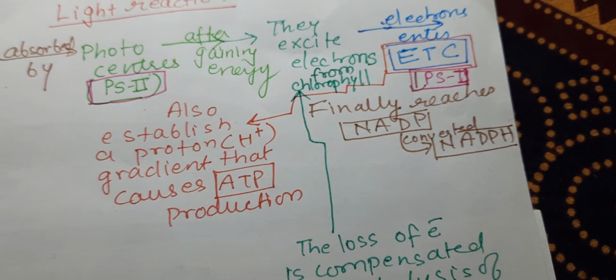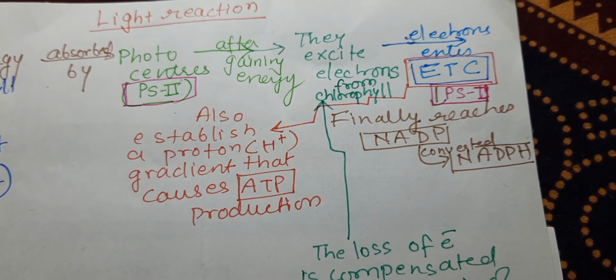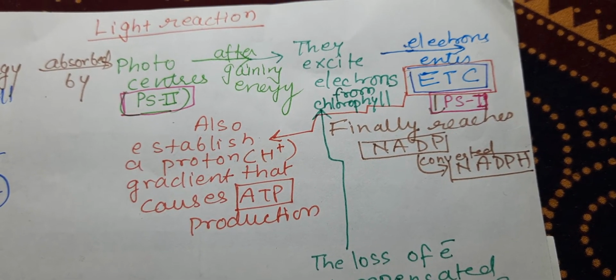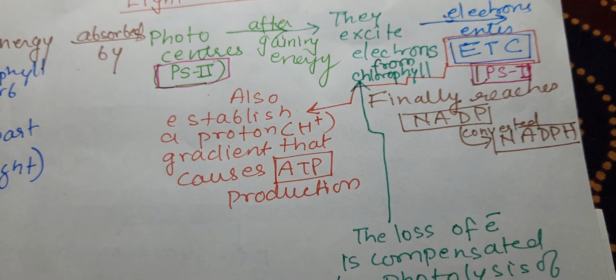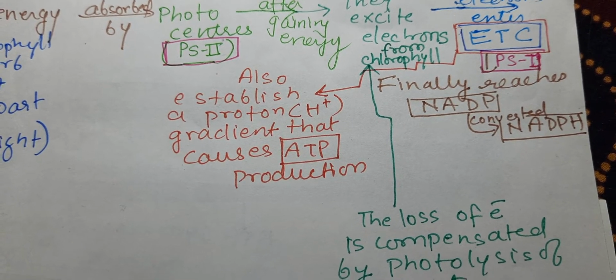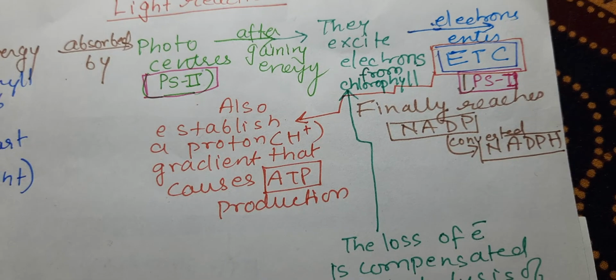Now during this transfer, during the electron transport chain, what happens? The various substrates release hydrogen ions in the lumen of the thylakoid, and this establishes a proton gradient that causes ATP production.